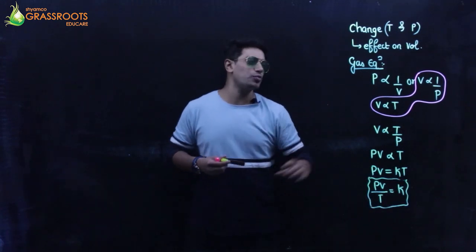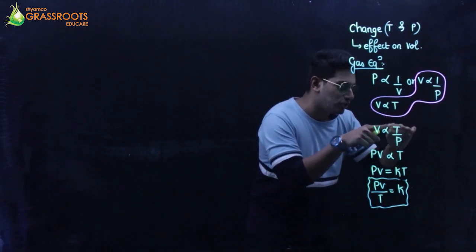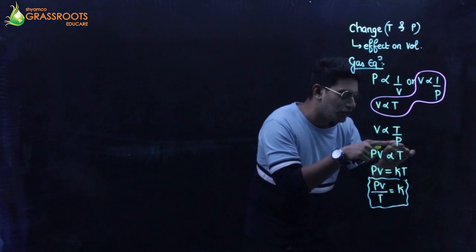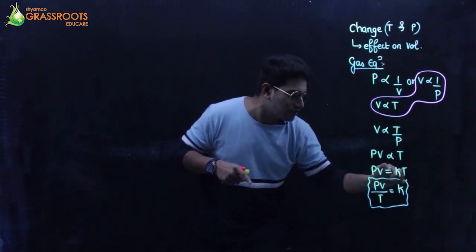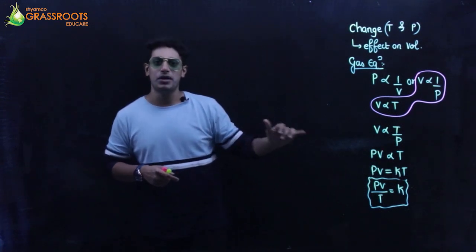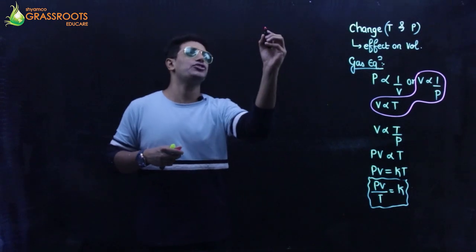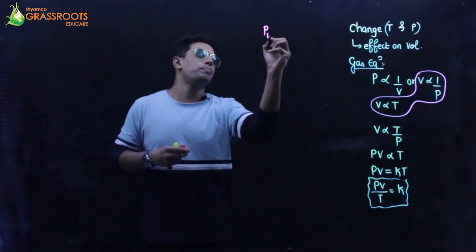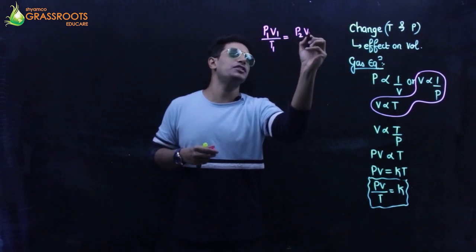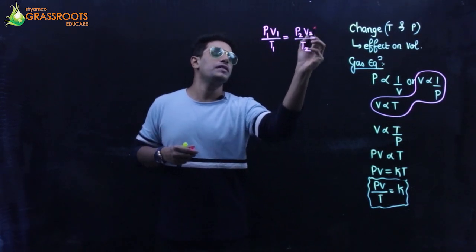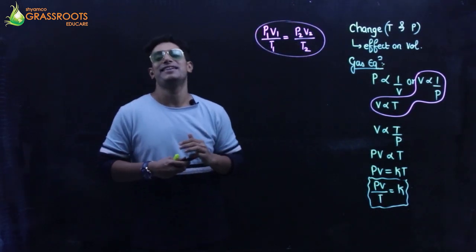And for two conditions, I just said volume is together on the top, temperature at the top, pressure in the denominator at the bottom. You cross multiply, you put an arbitrary constant K, get the T down. PV upon T is equal to K. So if there are two conditions, P1 V1 upon T1 is equal to P2 V2 upon T2. That's the gas equation under two cases, which we'll be using for numericals.